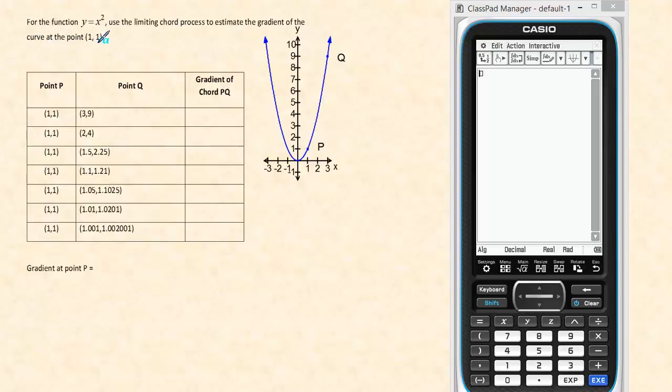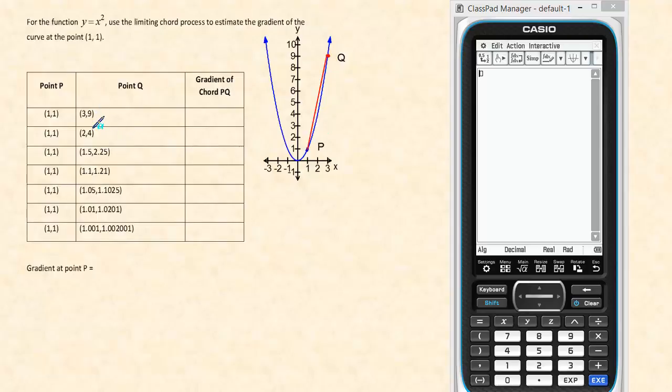For the function y equals x squared, use the limiting chord process to estimate the gradient of the curve at the point (1, 1). We've got various points here. So (1, 1) we can see is that point we just marked on there. And the first thing we have is (3, 9), which is up here. So we're going to be approximating the gradient of the tangent at P initially by the gradient of this chord.